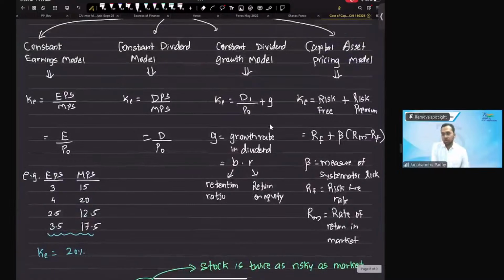This is the fourth approach. So there are 4 different approaches to calculate the cost of equity. First, EPS, earnings per share upon market price per share. Second, dividend per share upon market price per share. Or you include dividend growth in it, which is K equal to D1 upon P0 plus G. And then the capital asset pricing model, CAPM, that is going to be RF plus beta into RM minus RF. Are we clear with these 4 formulae to calculate the cost of equity? Are we good, everyone?